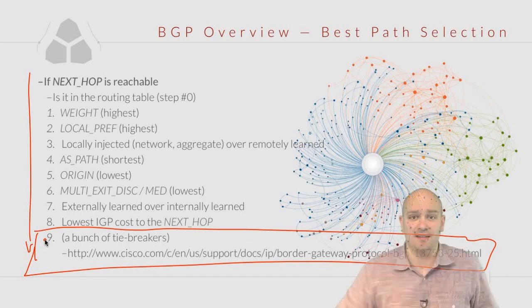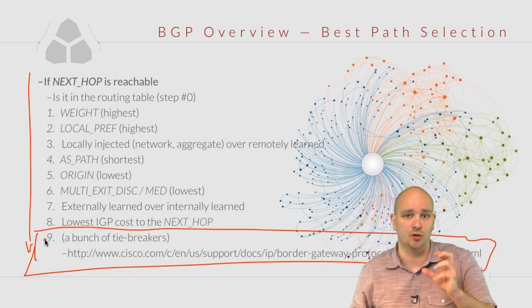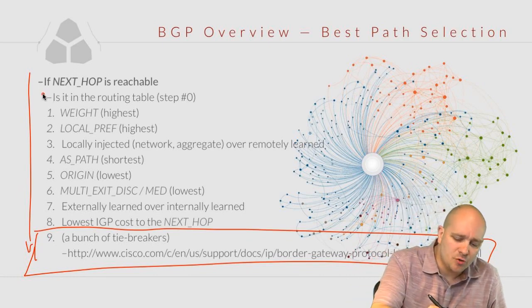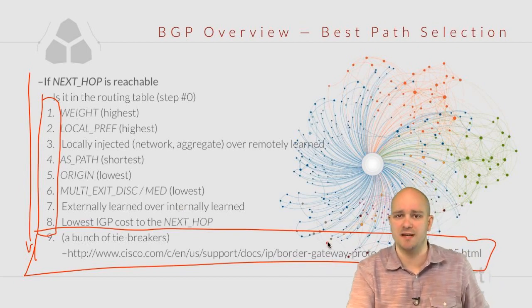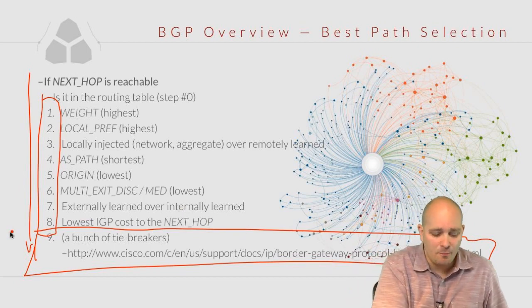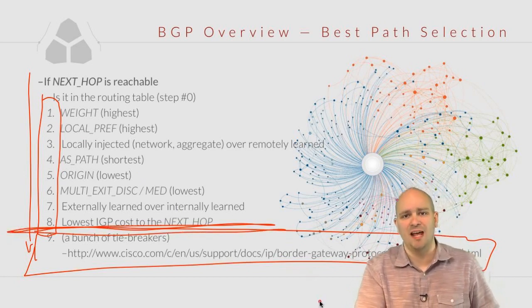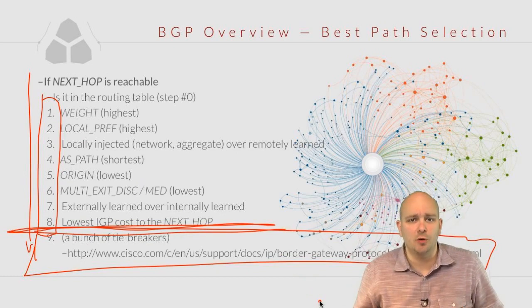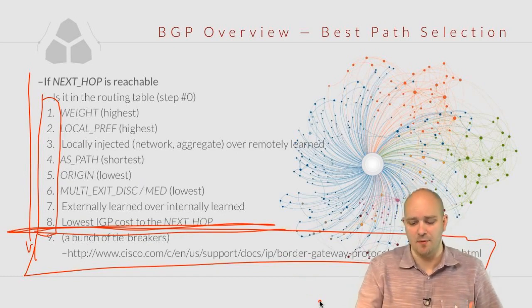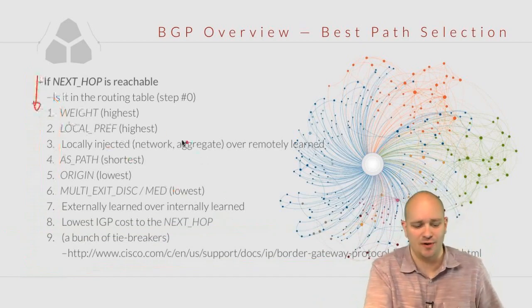Now, why did I say that there is going to be a bunch of tiebreakers at the end? I'm going to talk about this in great detail, but really, this is the most important part of the BGP best path selection process. If by this stage BGP has not found the best route, it is going to go through the laundry list of items to determine which route is the best. So let's go through this best path selection process as it is right now.